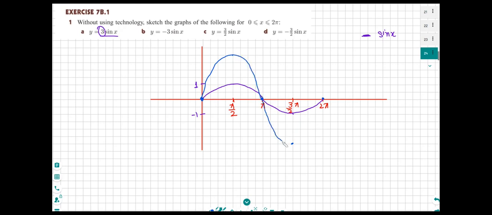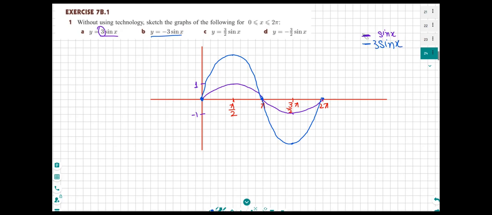Yeah, you can easily just multiply the y coordinate of the point, right? So it is 0 here. 0 into 3 is 0. Here we have 1, 1 into 3 is 3. 0 into 3, 0. Here we have negative 1. Negative 1 into 3 is negative 3. So that's how we can draw the graph. So you can see the amplitude of the function is 3. Clear? What about this? This is negative 3. So this is actually 3 sine x.